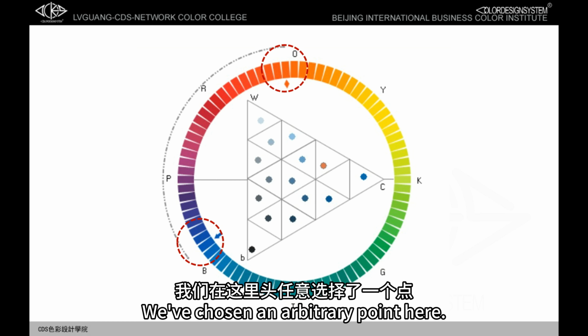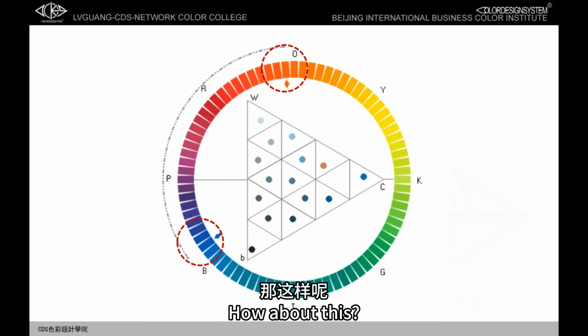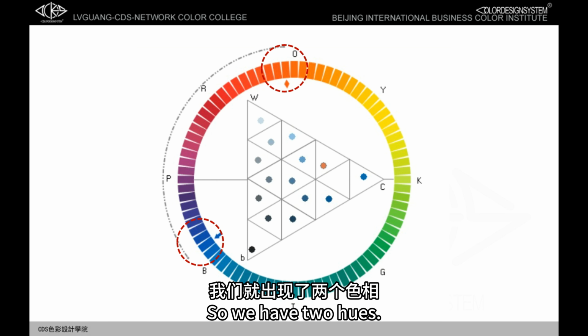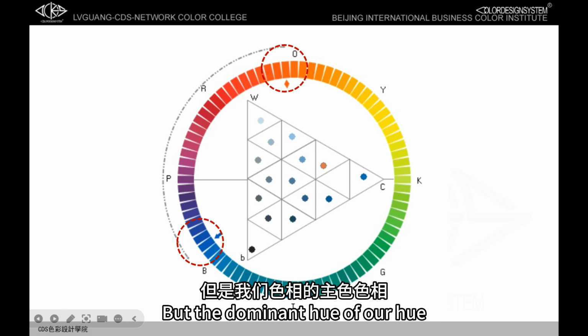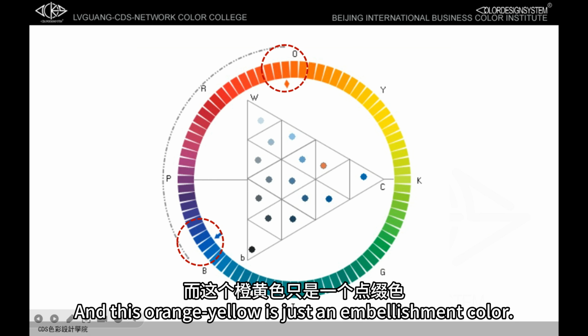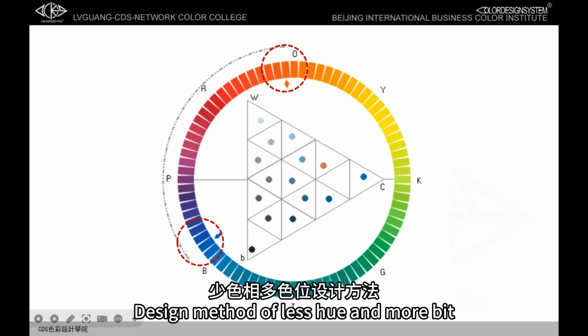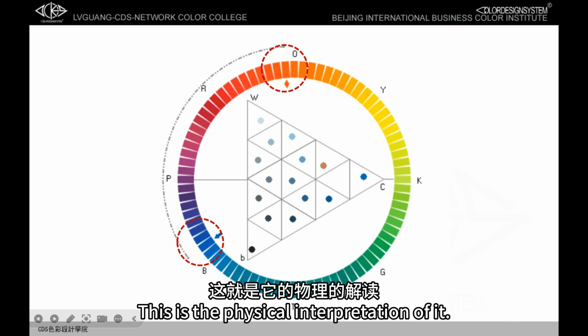And we've chosen an arbitrary point here. It's the color orange. How about this? So we have two hues, but the dominant hue of our hue, the screen is dominated by blue. And this orange-yellow is just an embellishment color. So in the triangle, that's pretty clear. Design method of less hue and more bit. This is the physical interpretation of it.